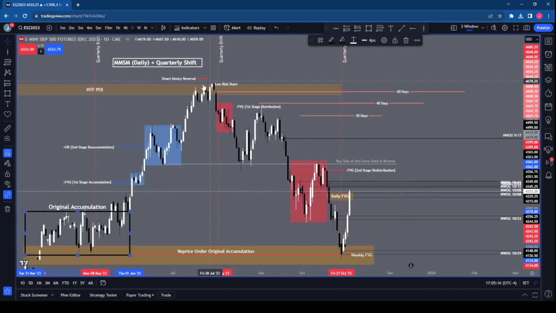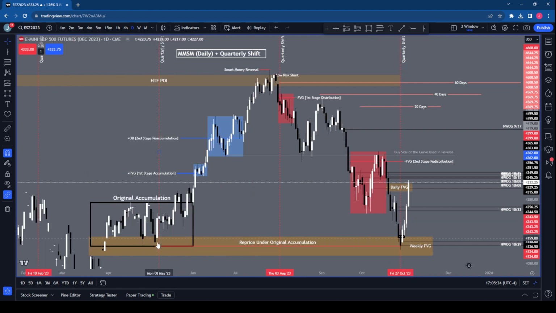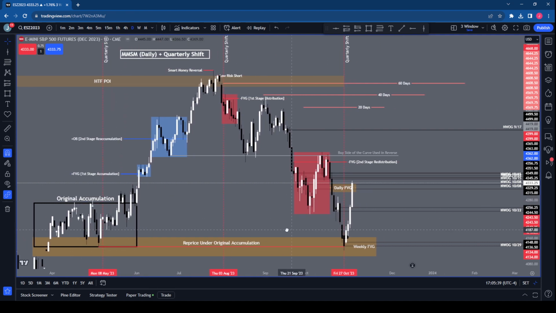So we turned around, and what I specifically want you to think about, and what I will be thinking about, is how we just ended this quarterly shift, and it ended taking the sell side along under this original accumulation. So what does that mean?